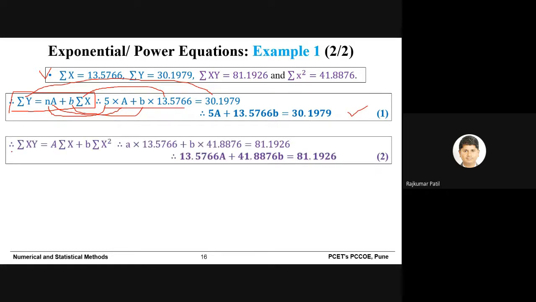Similarly, in the second normal equation, you need to put all the values where a is unknown. So you can see here I made a mistake. So this should be capital A.